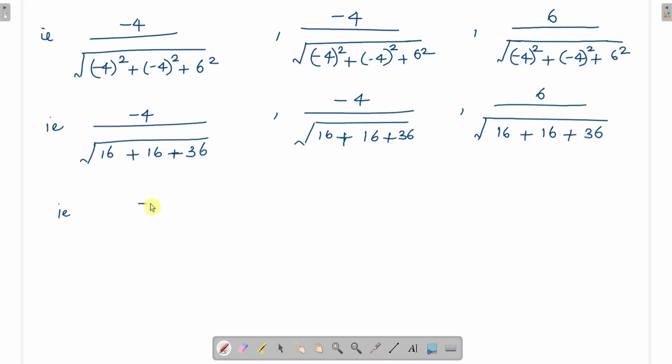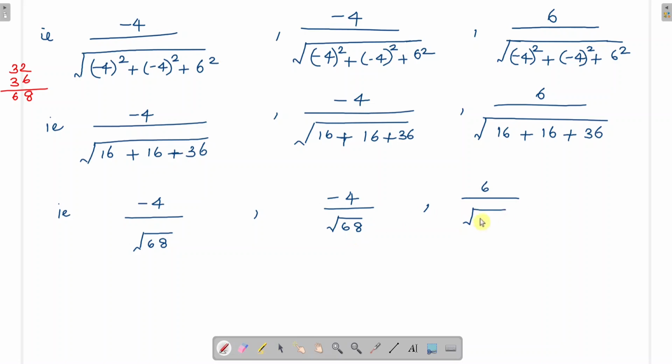So that is minus 4 divided by root of 16 plus 16 is 32 plus 36, 32 plus 36 is 68, okay, so root of 68, minus 4 divided by root of 68, and 6 divided by root of 68. So to find root of 68, we have to find factors of 68. This is 68. 2 3s are 6, 2 4s are 8, 2 17s are 34, 17 1s are 17.